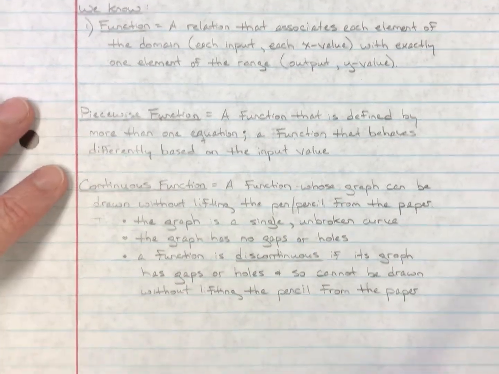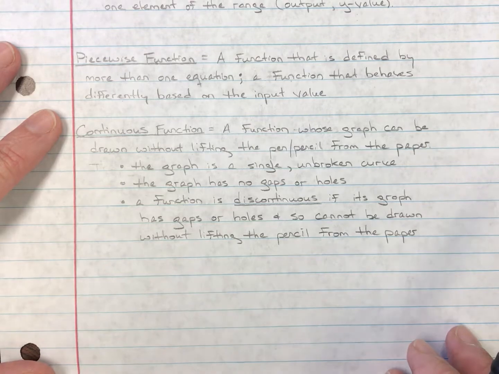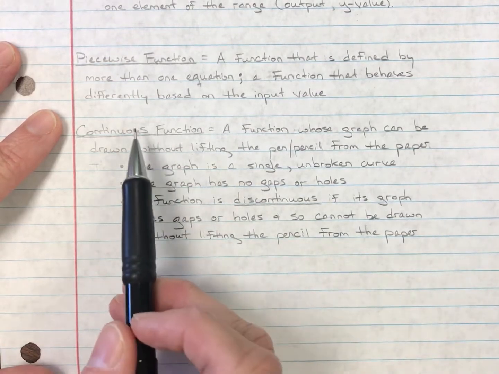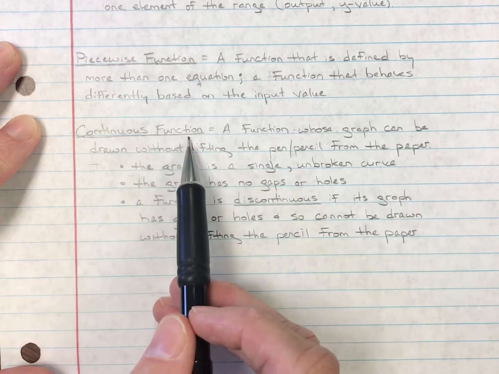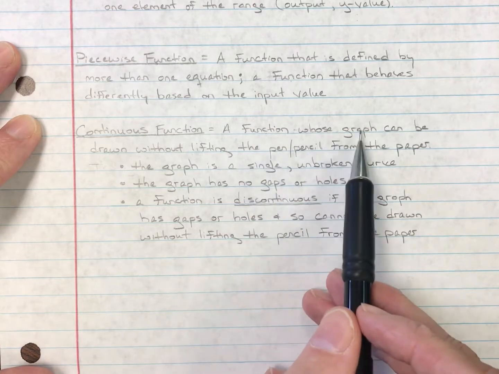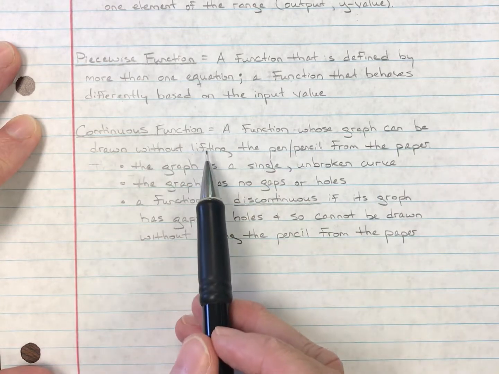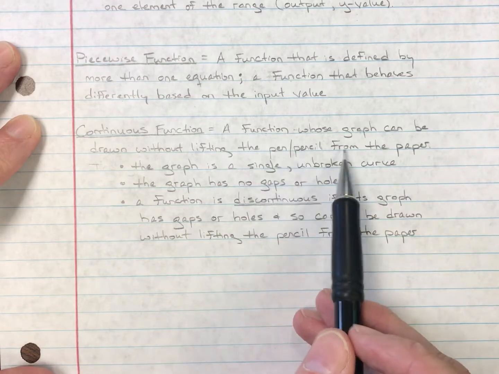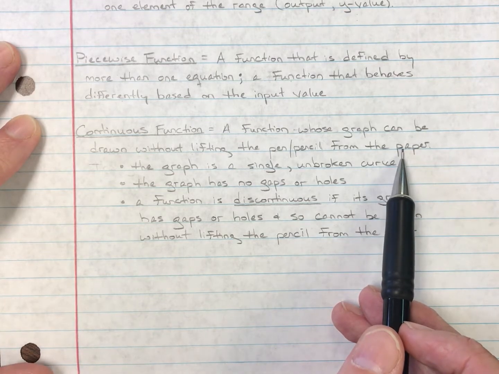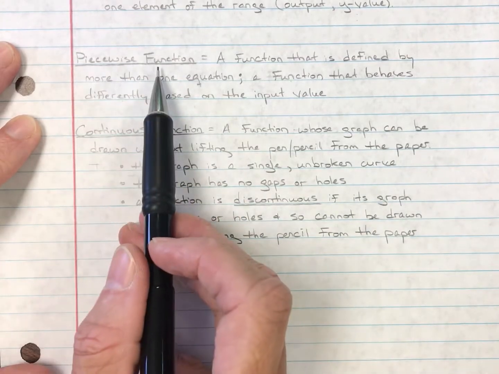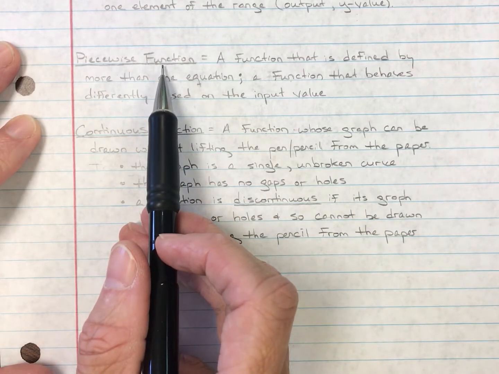I want to bring up another vocabulary term or two that's going to come into play here, and that's the idea of a continuous function. A continuous function is a function whose graph can be drawn without lifting the pen or the pencil from the paper. So when we talk about functions, usually we're talking about functions being continuous, because usually we can draw them without lifting the pencil from the paper. But when it comes to a piecewise function, this may or may not be the case.